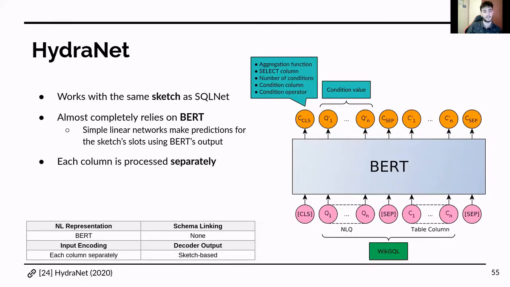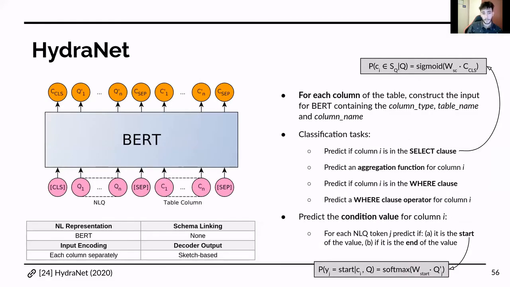HydraNet is another sketch-based system working on WikiSQL. What is very interesting is that it almost completely relies on BERT, and besides BERT, it uses very simple linear networks to make predictions for each slot of the sketch. And another interesting feature is that it processes each column of the table separately and makes predictions for each one of them separately. So let's see exactly how this is done.